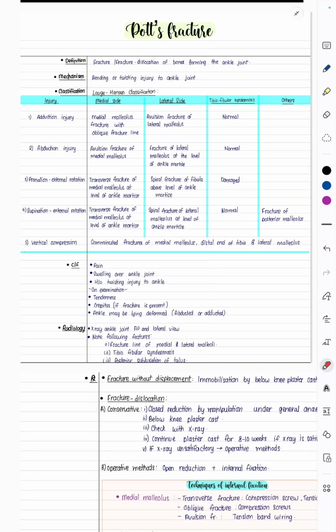So whenever there is adduction injury, there is oblique fracture in the medial malleolus, while in the lateral malleolus there is avulsion fracture. Tibiofibular syndesmosis is normal. In abduction injury, there is going to be avulsion fracture of the medial malleolus. In the lateral malleolus, there will be a fracture at the ankle mortise, while the tibiofibular syndesmosis is normal.